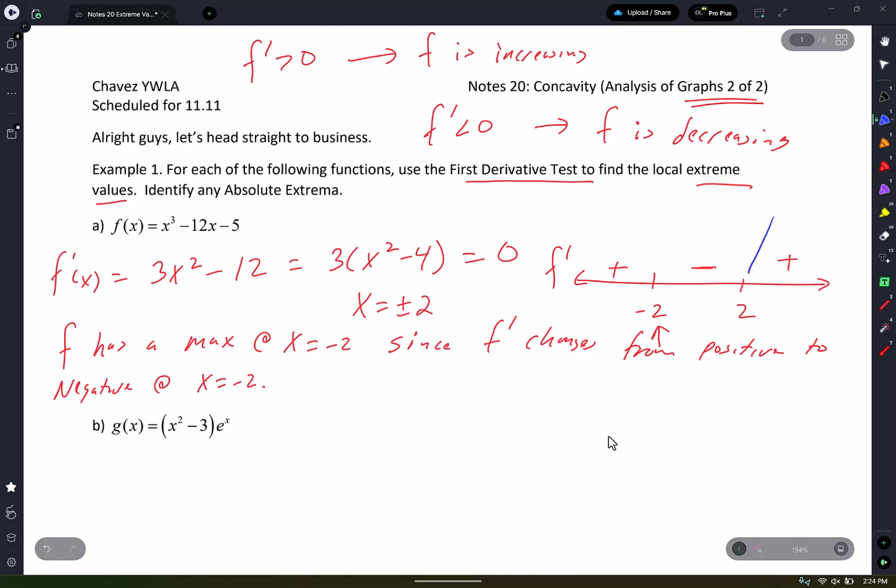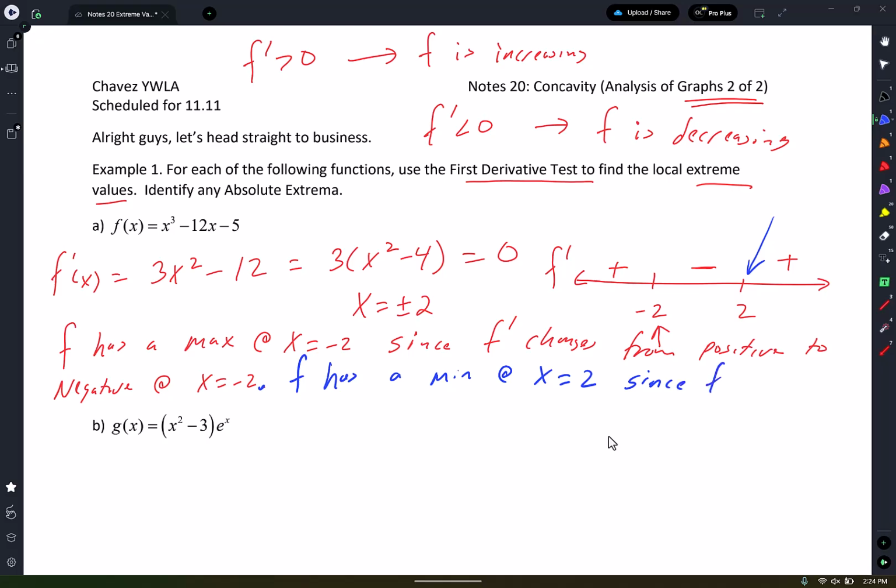What about at 2? My derivative is going from negative to positive. What is that? A min. What has a min? F. F has a min at x equals 2 since f prime changes from negative to positive at x equals 2. Say it again. I know it sounds funny, but just say it again.